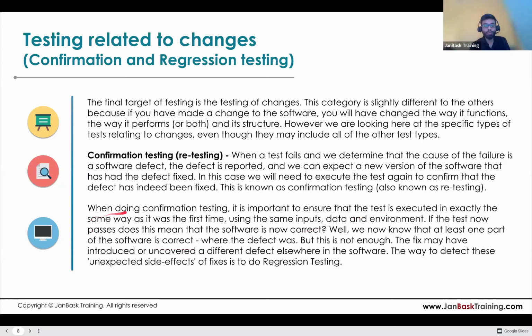When doing confirmation testing, it is important to ensure that the test is executed in exactly the same way as it was the first time, right? Because the steps that you performed when you were initially testing and found the bug, you need to test again in a similar way. If I performed these test steps and found this discrepancy, I need to perform the same test steps and check whether I'm getting that discrepancy right now or not.